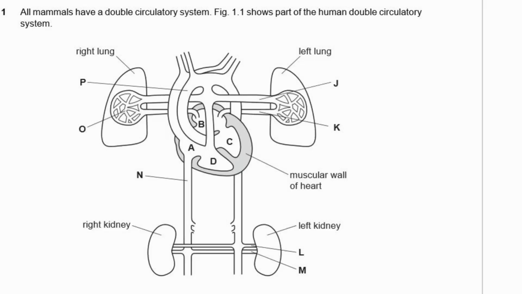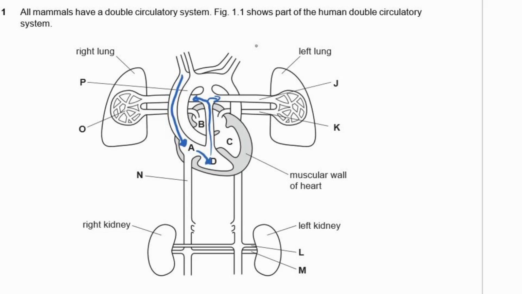Question 1. All mammals have a double circulatory system. Figure 1.1 shows part of the human double circulatory system. Okay, so let's figure out what's happening in this diagram. This is figure 1.1. This is a bit of a confusing picture of the heart, but if you look at it, the blood is flowing from the body in through this vessel into chamber A. Then it goes down into chamber D through the atrioventricular valves. Then this chamber D contracts and it goes up to each lung.